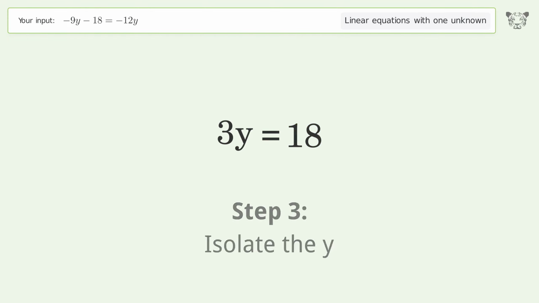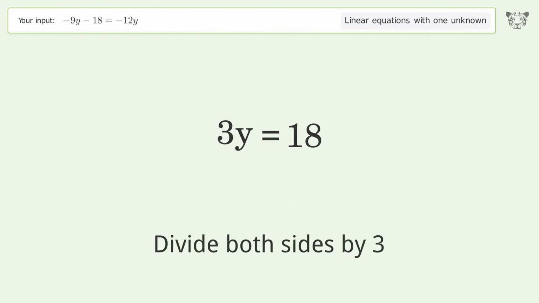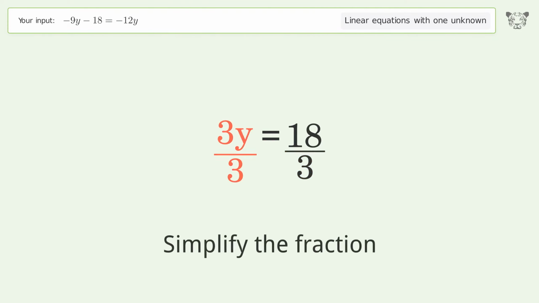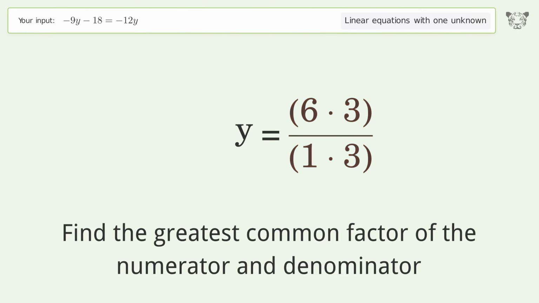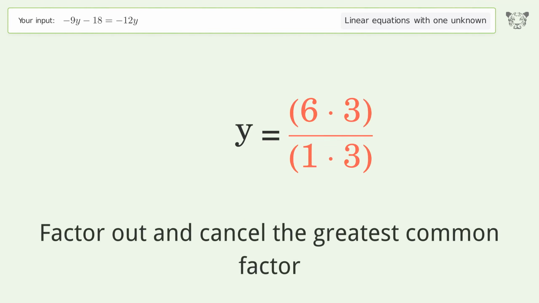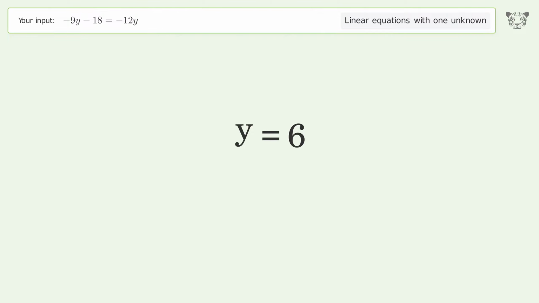Isolate the y. Divide both sides by 3. Simplify the fraction. Find the greatest common factor of the numerator and denominator. Factor out and cancel the greatest common factor. And so the final result is y equals 6.